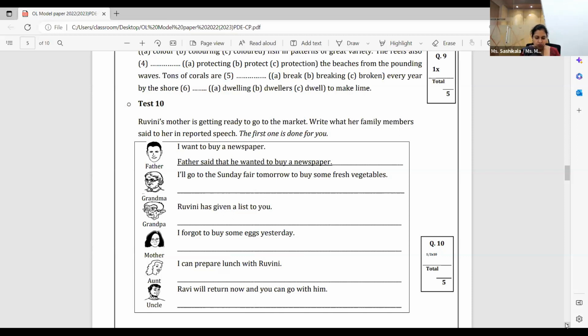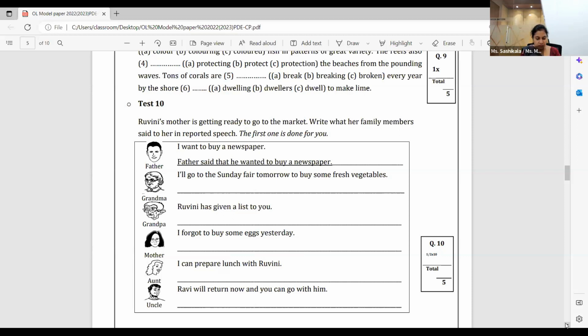Next one, I forgot to buy some eggs yesterday. Mother said that. So the changes, the word is I, forgot, and yesterday should be changed. Forgot is in simple past. So I think you can remember when there's a verb in simple past, you have to put that into past perfect.